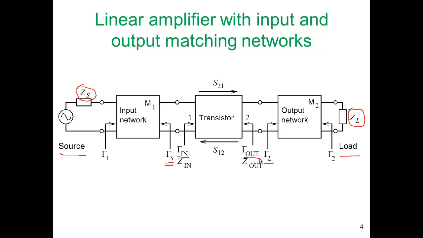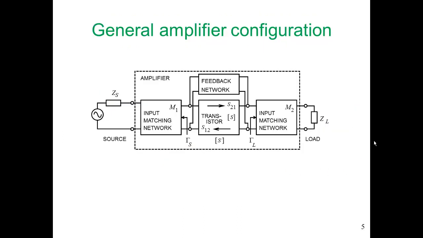So our transistor is going to have 4 S parameters: S11, S21, S12, and S22. A more general configuration of an amplifier would include a feedback network. Generally, that feedback network is only required if we're going to do broadband amplifier design, and it's not required for narrowband amplifier design.